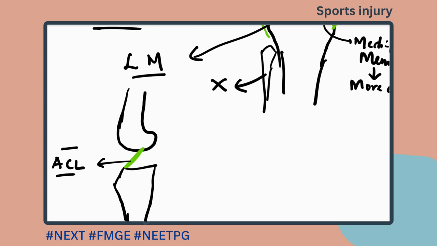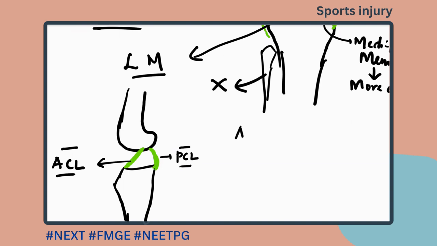Similarly, one more ligament is running from the posterior aspect of the tibia to the femur. This is called PCL, the posterior cruciate ligament. So you have two ligaments, one running from the anterior part of the tibia to the medial condyle of the femur, called the anterior cruciate ligament. The other from the posterior aspect of the tibia to the femur, called the posterior cruciate ligament.